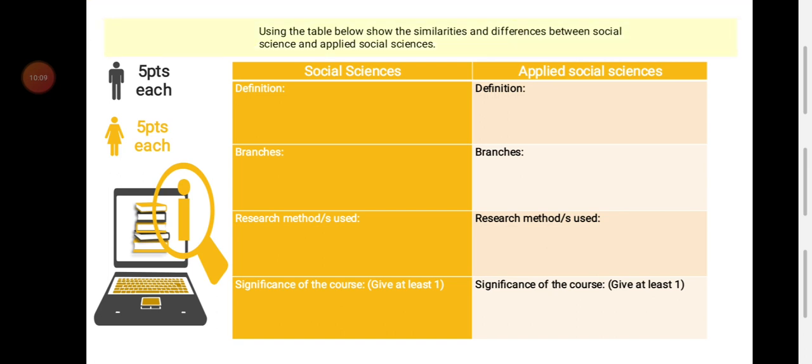So this time, based on the topics that we discussed, we will have a short activity. Using the table below, show the similarities and differences between social science and applied social science. Do this activity and pass it on the next class. No late submission. Late submissions will no longer be accepted.